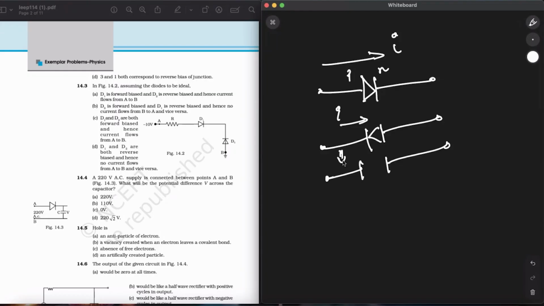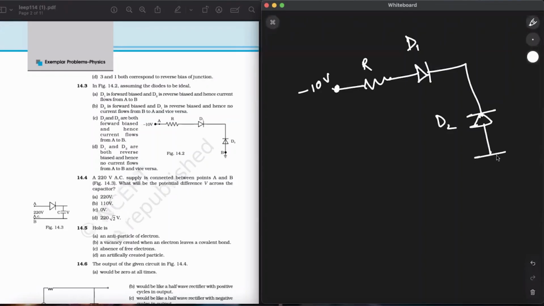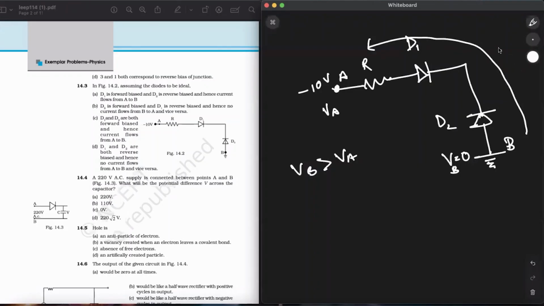So at point A, we are seeing a minus 10 volt. Now let me just draw the circuit that they have given to us. This is minus 10 volts. There's a resistance R, a diode D1, and a diode D2, and then we have a thing that is grounded. So we already know the ground potential is 0. So for the potential at B and the potential at A, VA, VB is greater than VA. So this is at high potential, and this is the way that current will flow.